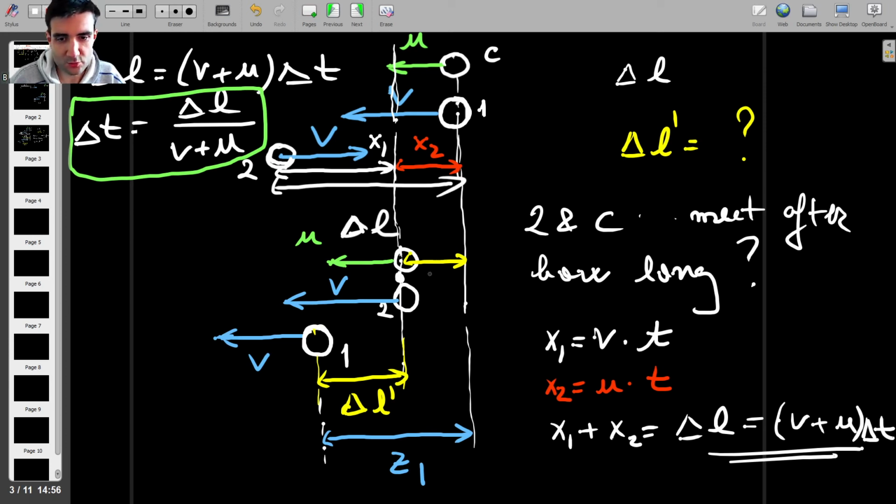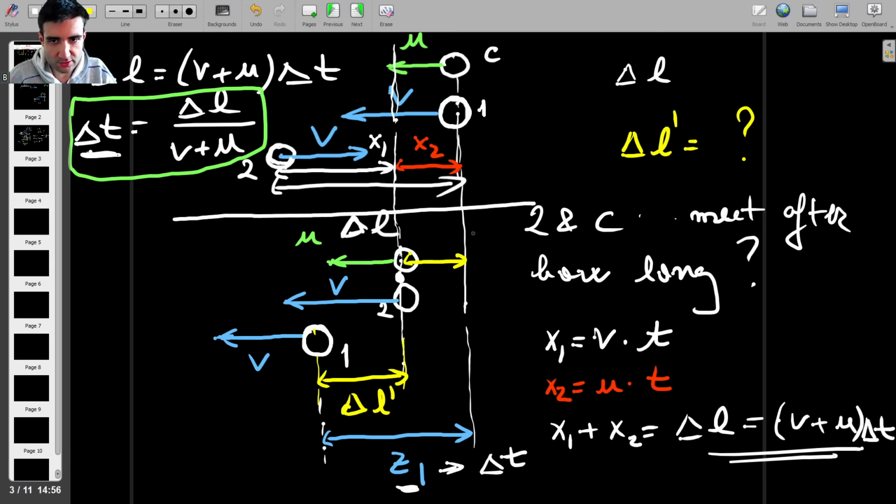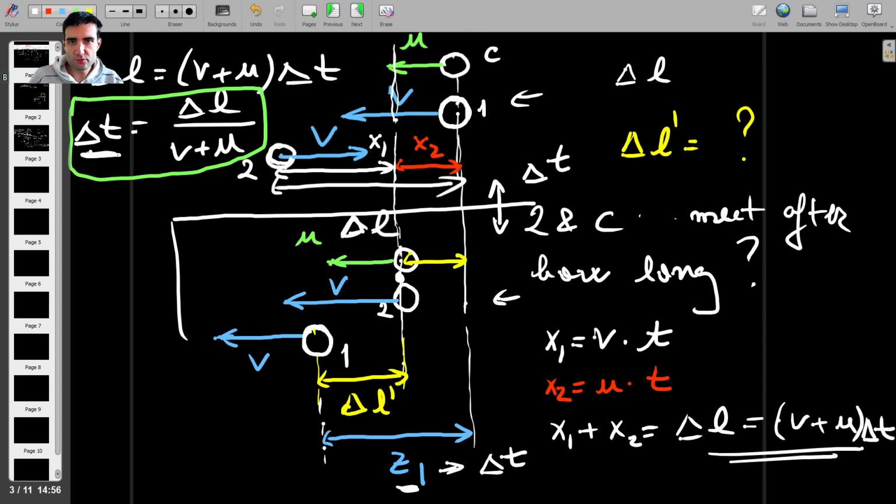In other words, the time taken for the first athlete to run a distance Z1 is this time here, delta t, because those two scenarios are both separated by an amount of time which is delta t. So this is what happens at first, and then delta t seconds later we're in this case. Everyone moved a certain distance for an amount of time which is delta t.